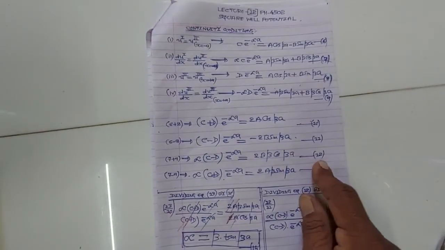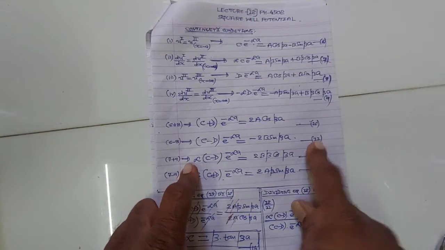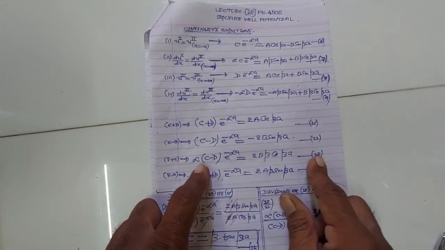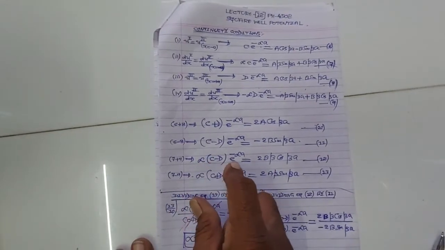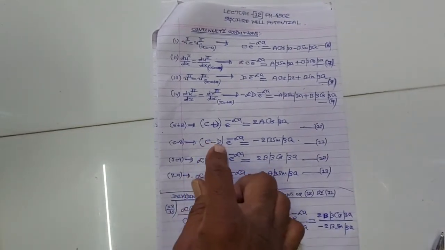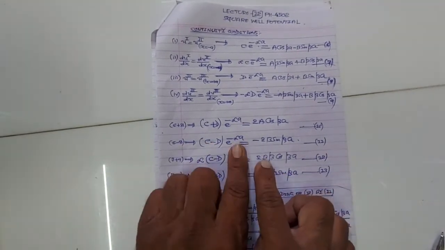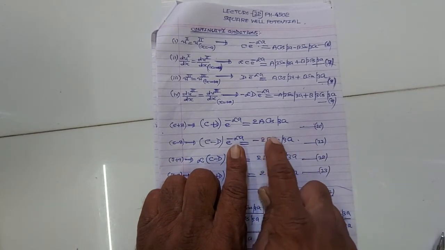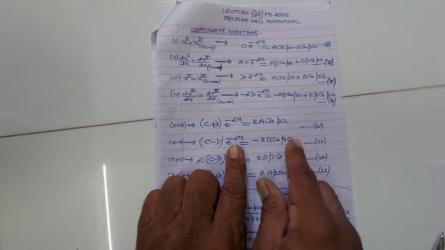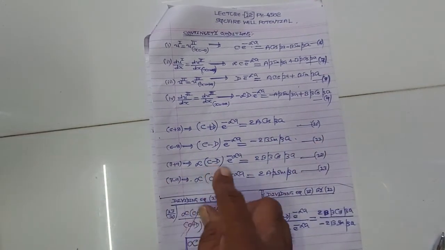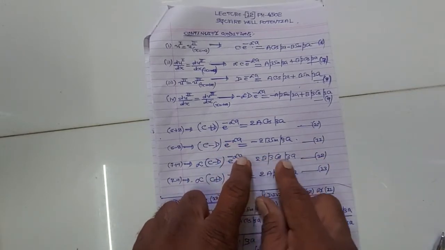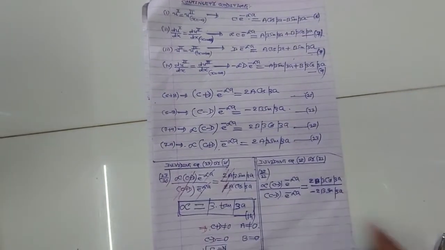So equation 12 upon equation 11 gives the left hand side of equation 12. The left hand side of equation 12 is alpha c minus d e raised to minus alpha upon left hand side of equation 11 is c minus d e raised to minus alpha is equal to the right hand side of equation 12 is 2b beta cos beta divided by right hand side of equation 11 is minus 2 beta sin beta. So equation 12 upon 11 gives alpha c minus d e raised to minus alpha upon c minus d e raised to minus alpha is equal to 2b beta cos beta divided by minus 2 beta sin beta.